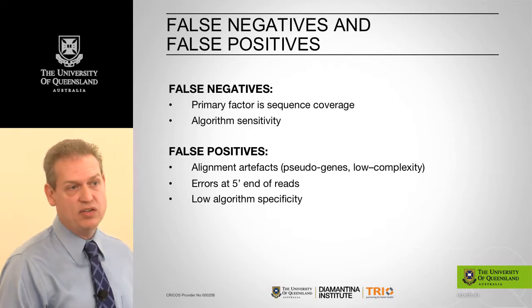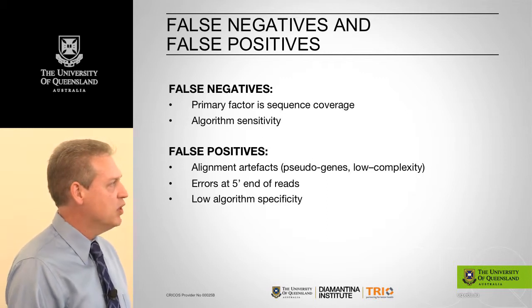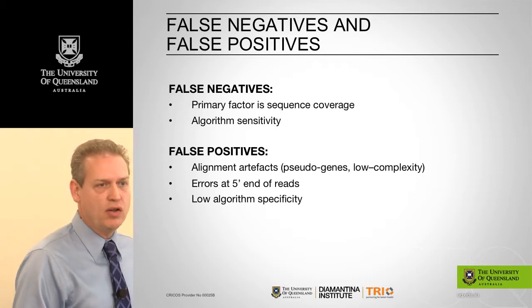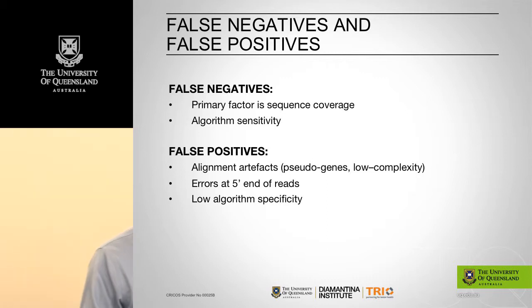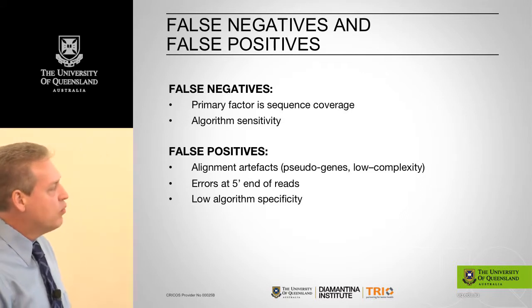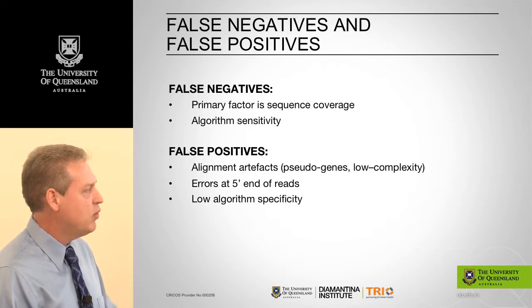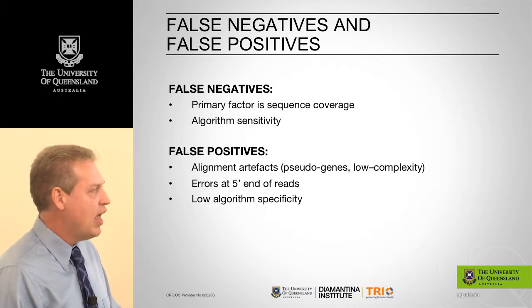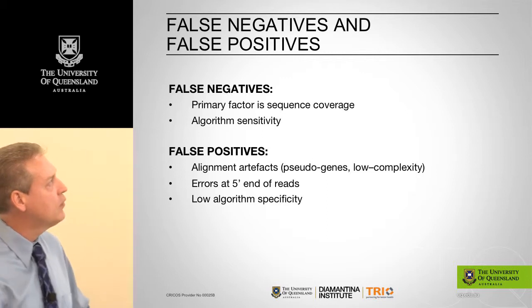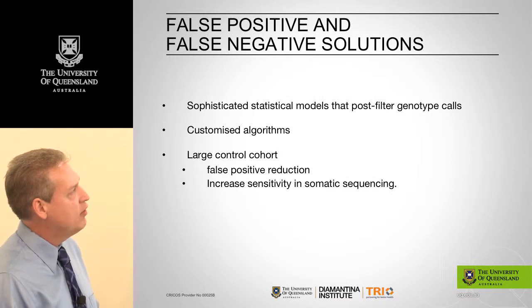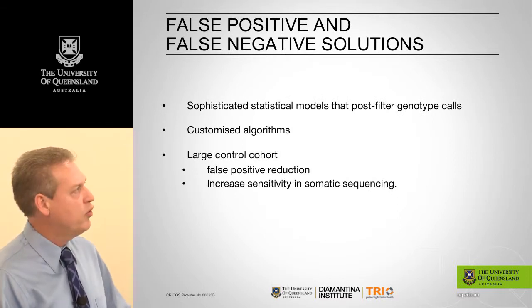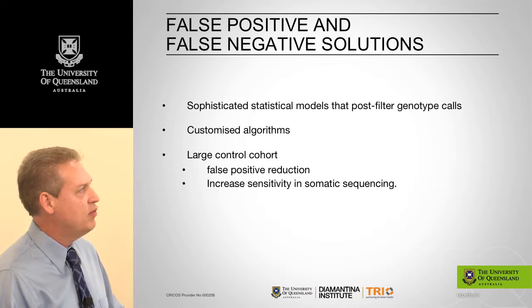False positives abound in next-generation sequencing data. They come from a line of artifacts, because you have pseudogenes and low-complexity regions in the human genome where your reads are multi-mapping. The reads themselves have errors in them due to the technology which generates them, so Illumina reads have many more errors in their 5' end, and also algorithm specificity as well. So, false positive and false negative solutions. Well, you can control for false positives using quite sophisticated statistical methods to post-filter your genotype data. And you can also use customized algorithms to try to get rid of these false negatives.